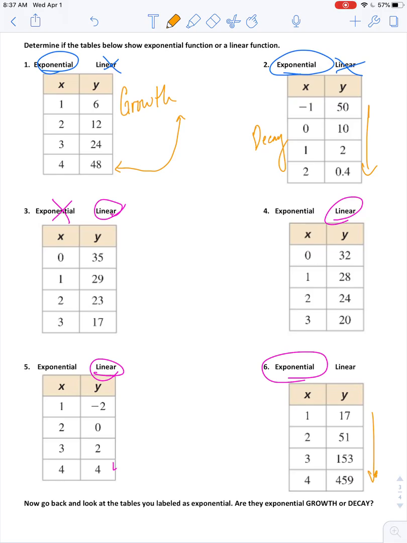And why don't you guys look at number 6, try that last one for me, and that'll be the last thing we do. So as I go down the list, what's going on? Am I growing or decaying? Well, I keep getting bigger numbers, so that would be exponential growth.